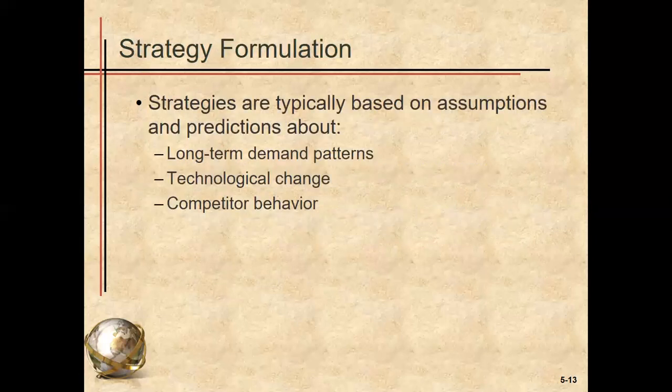Okay, strategy formulation. Strategy formulation is typically based on assumptions and predictions about, first, the long-term demand pattern. When we look at long-term demand, we can see the pattern. And then technological change and competitor behavior. This is very important when you want to predict capacity planning. When we can identify competitor behavior well, we can make a good plan for our capacity.